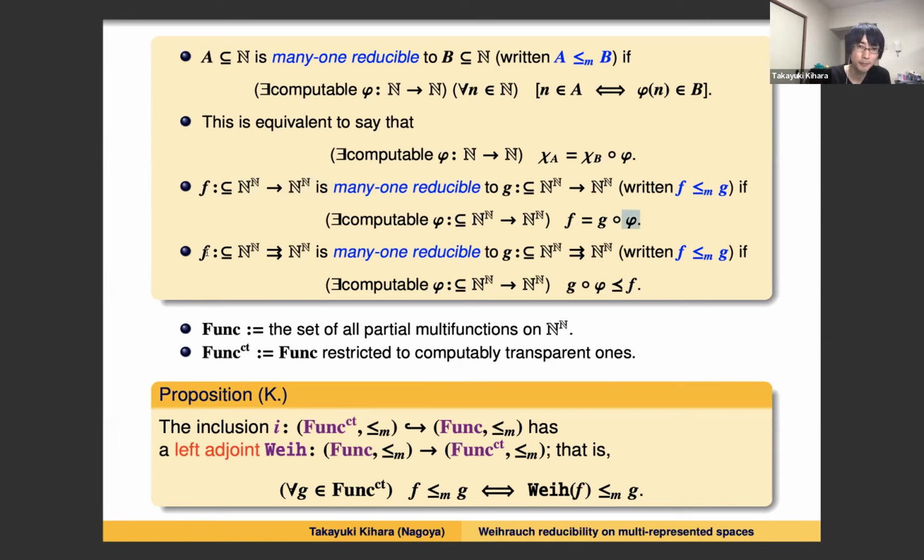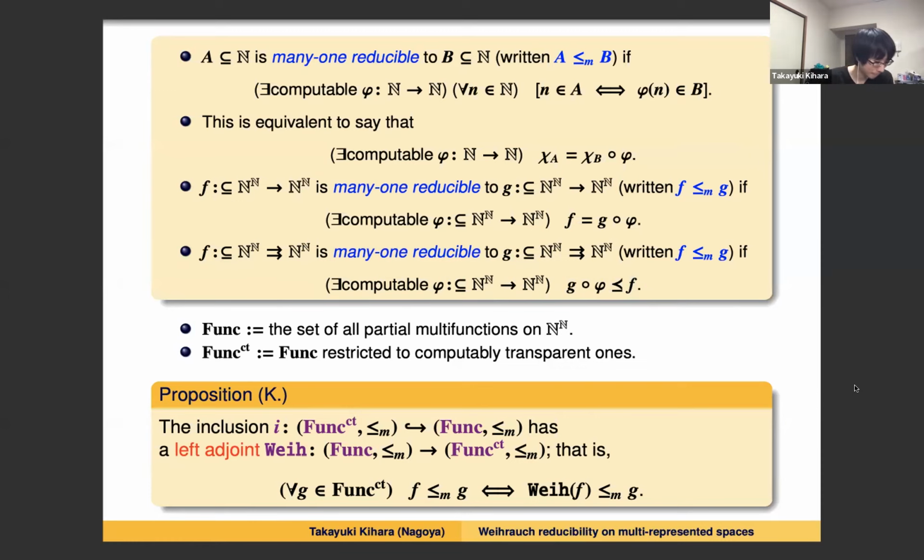And in the case of a multi-valued function, this equality is replaced by a refinement relation. In other words, many-one reducibility for multi-valued functions on Baire space is defined by a refinement of a precomposition by a computable function. So f is many-one reducible to g if there exists a computable function phi on Baire space such that the composition of g and phi refines f. This is the definition of many-one reduction for multi-valued functions.